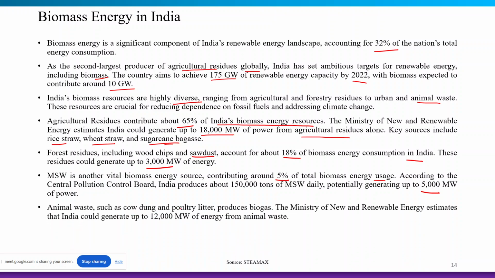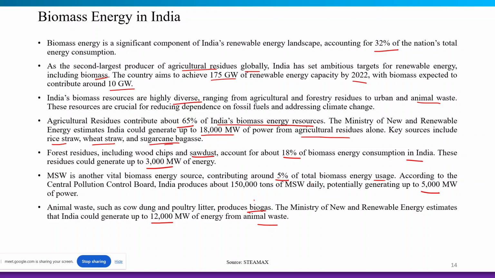Animal waste such as cow dung or poultry litter is highly used for biogas production. The Ministry of Renewable Energy estimates that India could generate up to 12,000 megawatt of energy from the animal waste. So India is also making a huge contribution to the utilization of renewable energy using biomass as a source. As India is a large producer of agriculture, there is a lot of agricultural residue that we can utilize in a fruitful manner for the generation of electricity or energy.